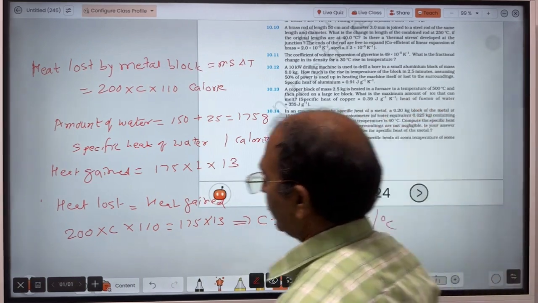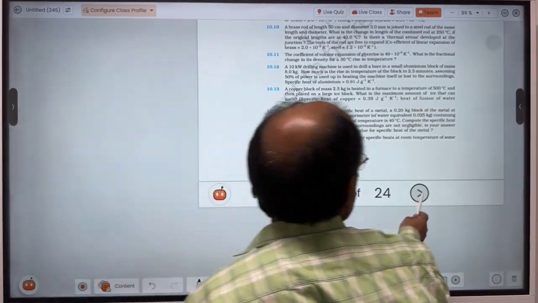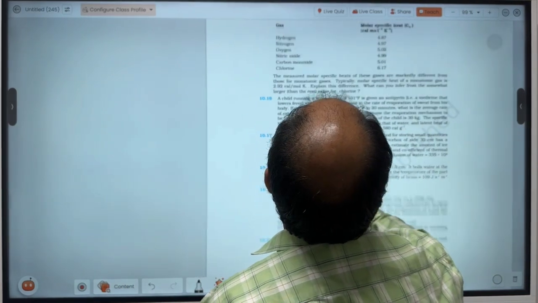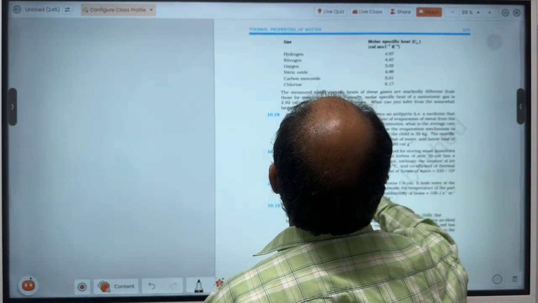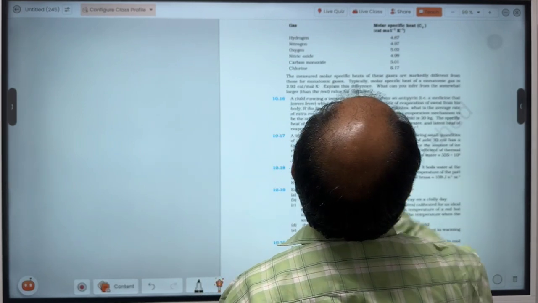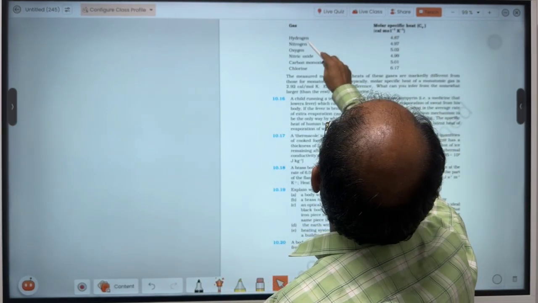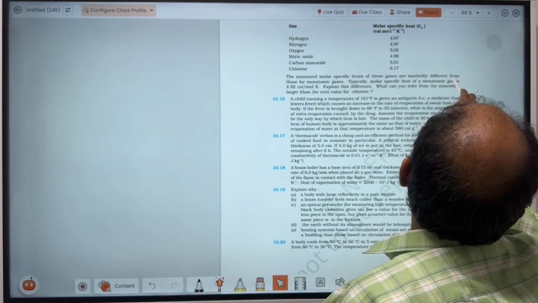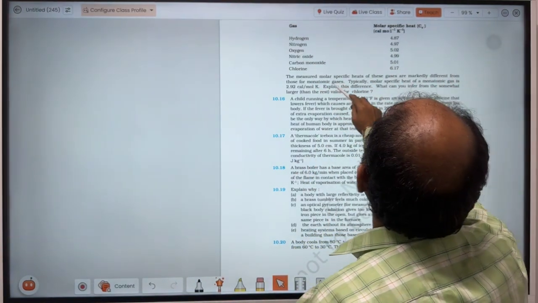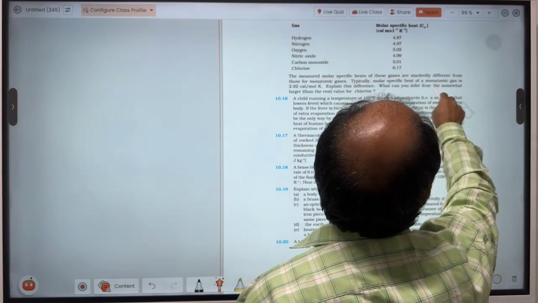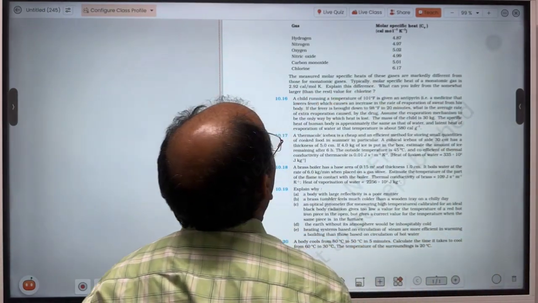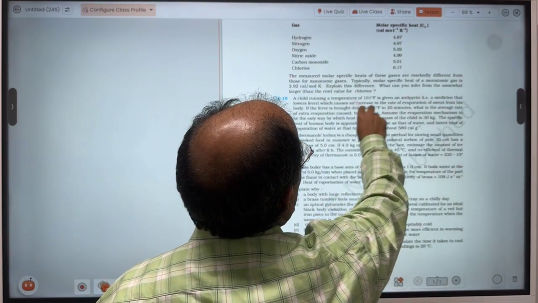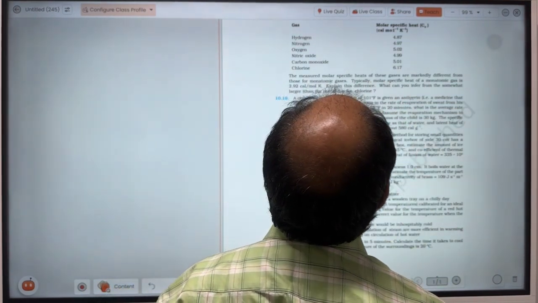Now next question, let's see. In the next question some information is given. Molar specific heat of hydrogen, nitrogen, etc. The measured molar specific heats of these gases are markedly different from those for monatomic gases. Typically, molar specific heat of a monatomic gas is 2.92 calorie per mole per Kelvin. But here, explain this difference. What can you infer from the somewhat larger value of chlorine?